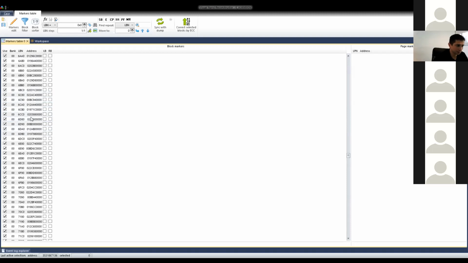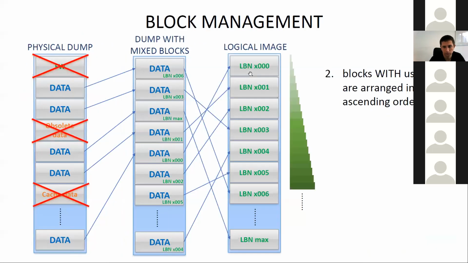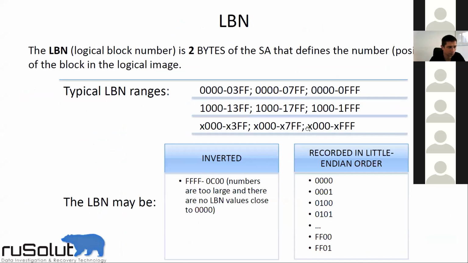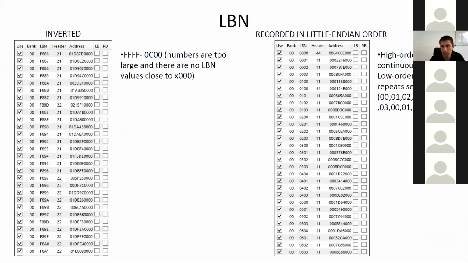What is it saying to me? If the first byte is growing and the second byte is repeated, that means that I have a little-endian order here, right? Let's see on our PDF file. Yeah, so the LBN may be recorded in little-endian order, and it looks like this. The higher order byte continuously grows, the low order byte repeats several values, exactly like it's written in the manual.